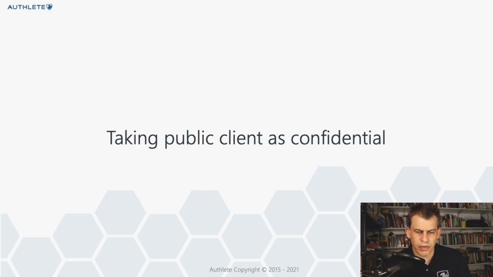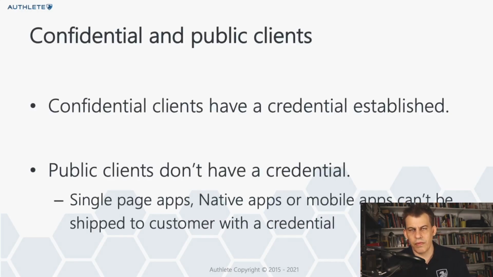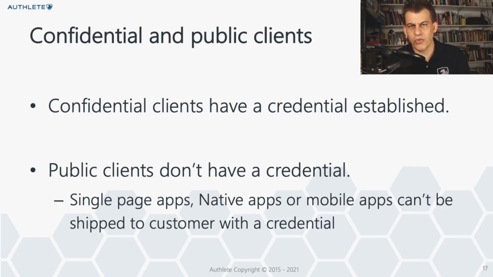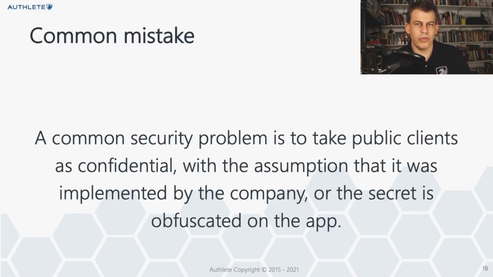Another very common error is taking a public client as a confidential one. So let's first review what a public client and a confidential client are, right? Confidential clients are clients that have a credential assigned to them that can be established, which means that the authorization server can authenticate them. A public client doesn't have such a credential. As an example, single page apps, or native apps or mobile apps can't be shipped and sent to the customer to run securely with a credential assigned to them. So the error is usually taking a public client as a confidential one because some fancy obfuscation mechanism was created, or because of who developed the app itself, and those kinds of things.